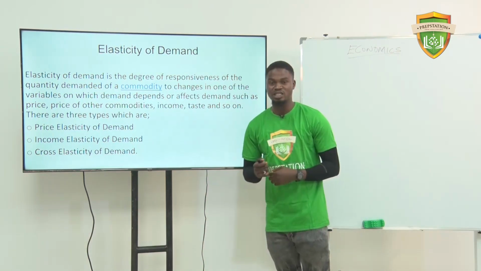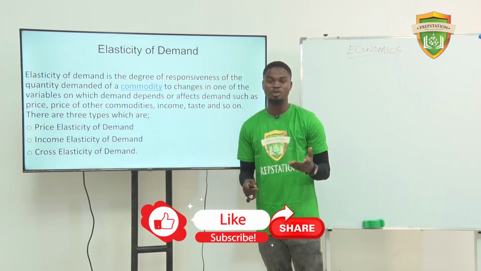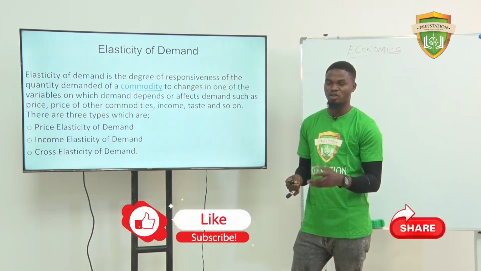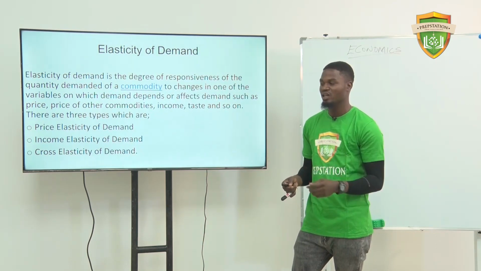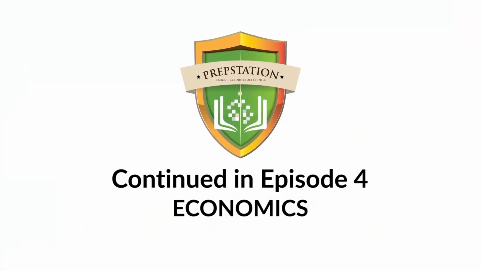Then we go to the elasticity of demand. So elasticity of demand has to do with the degree of responsiveness of change in quantity demanded as a result of change in factors affecting demand. What are the factors that affect demand? We have 3 major factors that affect demand. We have the price of that commodity, and we'll be right back.